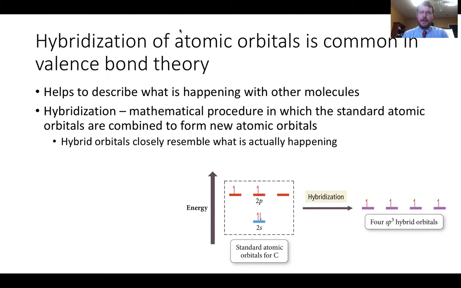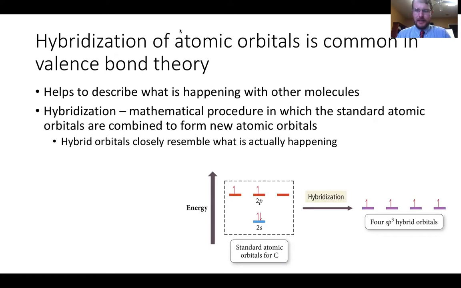Hybridization is a mathematical procedure in which standard atomic orbitals are combined, because we talked about getting orbitals. We get orbitals through, sorry, not Heisenberg's, but Schrodinger's equation, where it's a calculation and we get these quantum numbers. So mathematically, we can combine these into hybrids. You don't have to know how it's done. We just have to know that it is done.